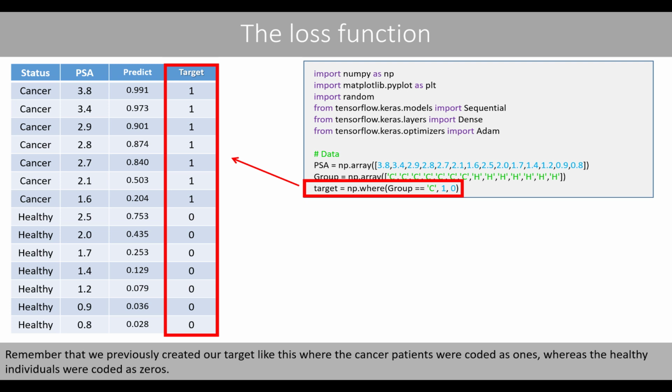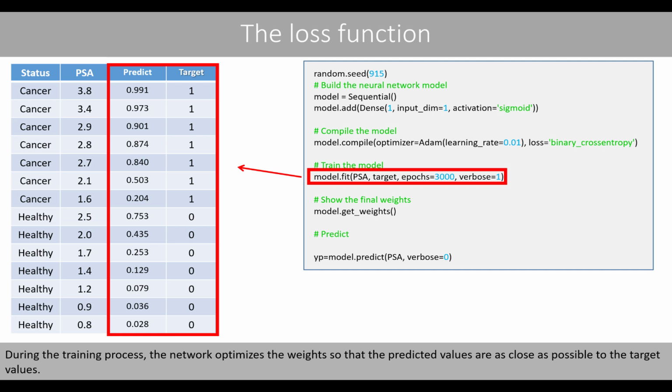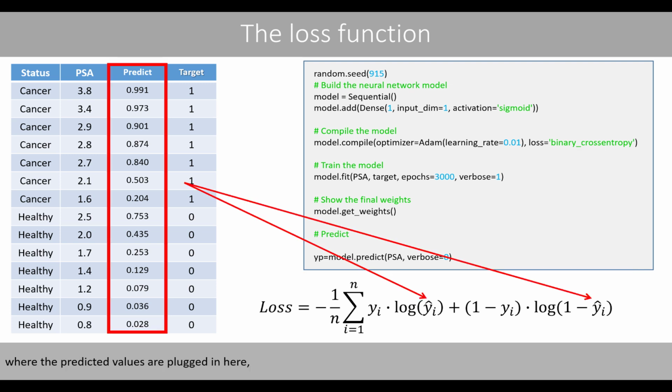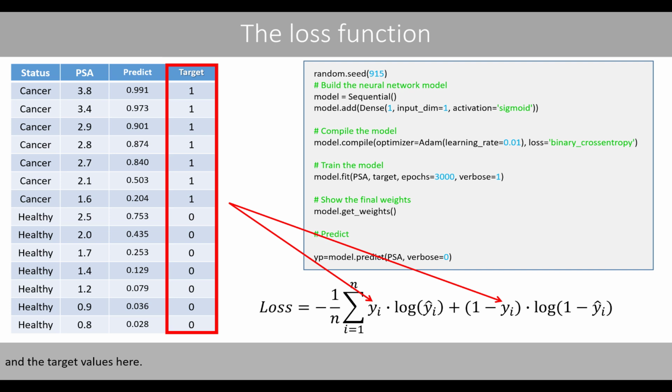Remember that we previously created our target like this, where the cancer patients were coded as ones, whereas the healthy individuals were coded as zeros. During the training process, the network optimizes the weights so that the predicted values are as close as possible to the target values. This means that the network tries to minimize this binary cross-entropy loss function, where the predicted values are plugged in here and the target values here.